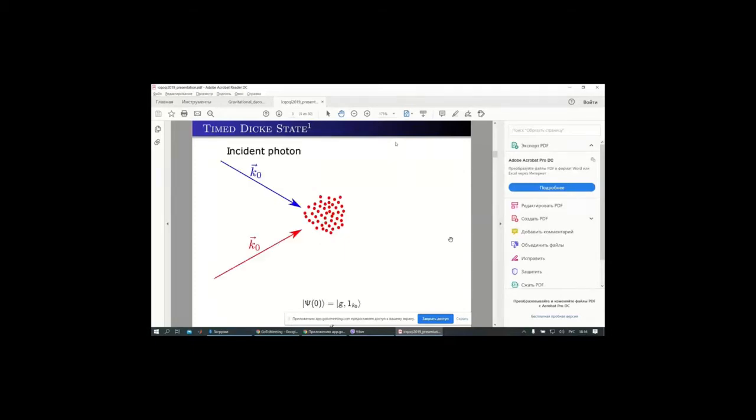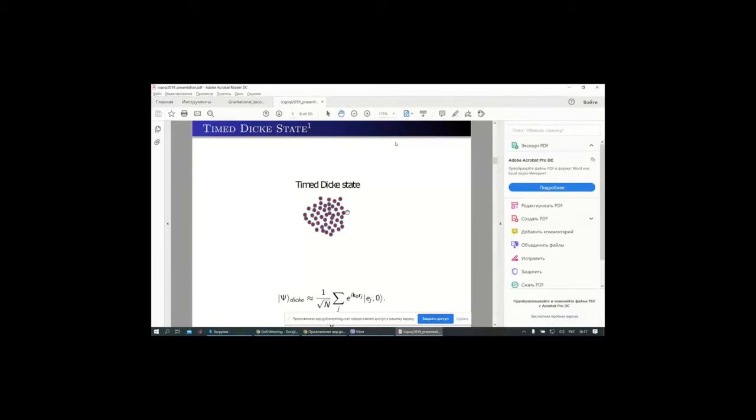It is a state with phase factors that depend on the position of each atom, and this is a superposition state that consists of N-1 atoms in the ground state and one excited atom, but all of them are intact. We can't find which atom is excited. So this is the timed Dicke state, and then we find that this state spontaneously decays and emits a photon.